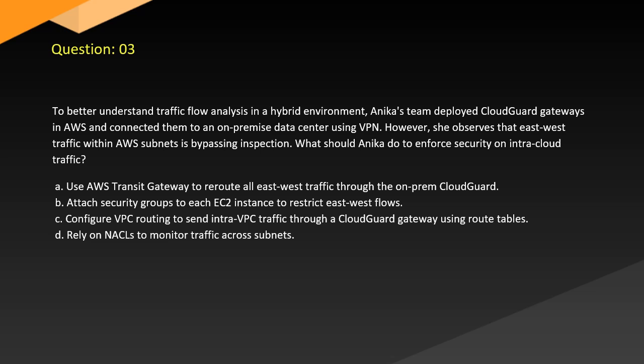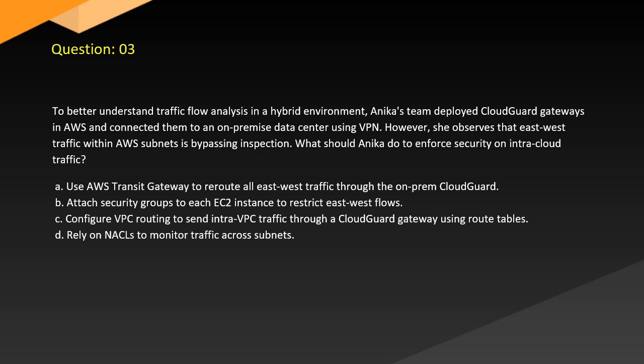Question 3. To better understand traffic flow analysis in a hybrid environment, Annika's team deployed CloudGuard gateways in AWS and connected them to an on-premise data center using VPN. However, she observes that east-west traffic within AWS subnets is bypassing inspection. What should Annika do to enforce security on intra-cloud traffic?